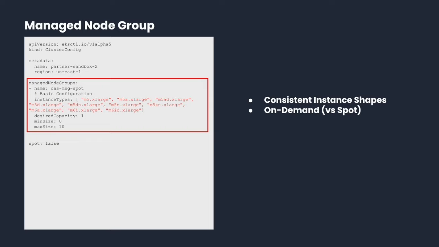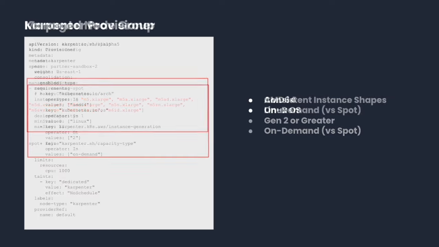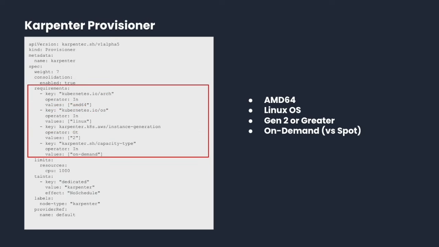Let's take a look at some key differences between a standard autoscaling node group configuration and a Karpenter provisioner. In our managed node group configuration, you can see that we have an array of instance types and that they're all the same resource shape. This is an important consideration to make when creating and managing node groups. We've also chosen to stick with on-demand instances to keep things simple. By contrast, our Karpenter provisioner has no instance limitations. It may provision any instance it wants, so long as it meets a short list of requirements. As with our node group, this provisioner also chooses on-demand instances.